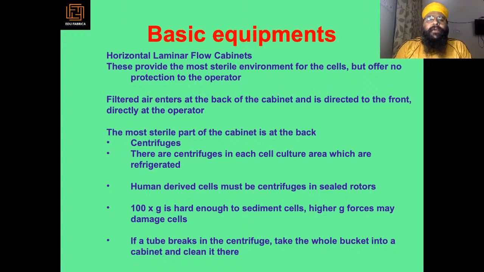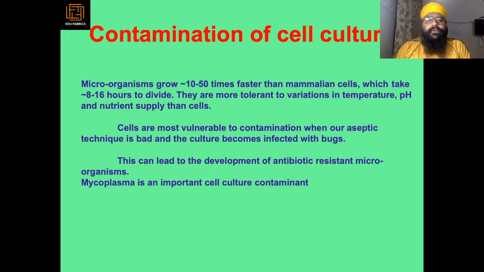Then there are centrifuges for each cell culture, which are refrigerated. Human-derived cells must be centrifuged in sealed rotors. 100 g is hard enough to sediment cells, so higher g forces may damage cells. If a tube breaks in the centrifuge, take the whole bucket into the cabinet and clean it there. So make sure you do all these things also.